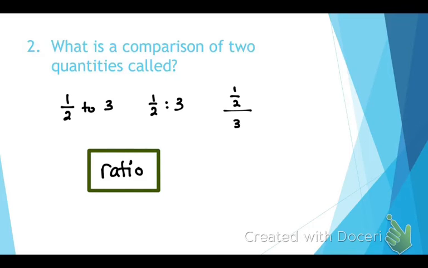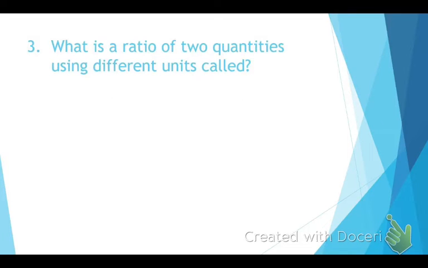Okay. Tomorrow on your test, there will be a vocab section. So I want you to go back to your green review notes that we had. There was a whole vocab section at the top. There will be a large portion of your test tomorrow that you have to know these math terms, okay? Question number 3 says, what is a ratio of two quantities using different units called? This is called a rate.